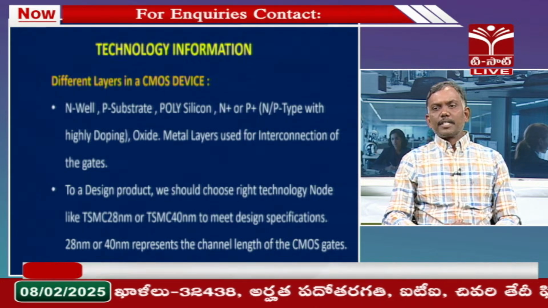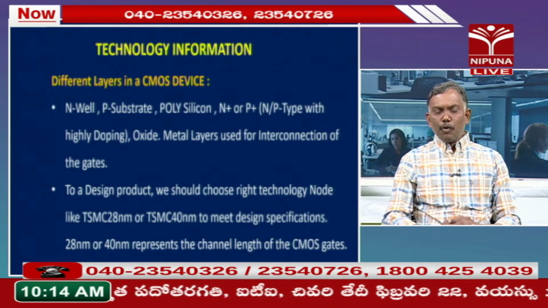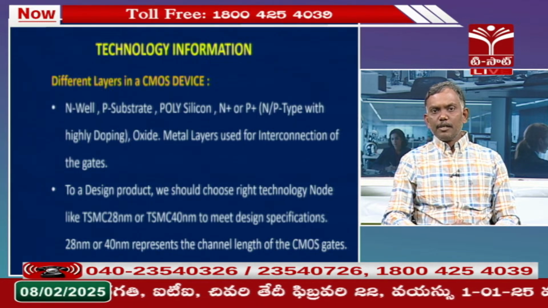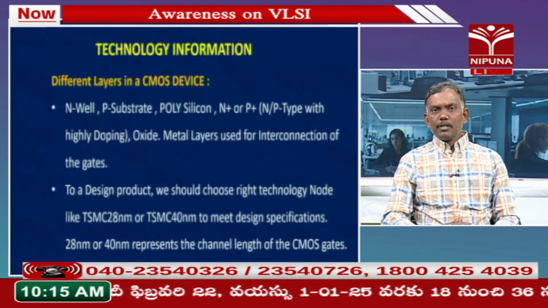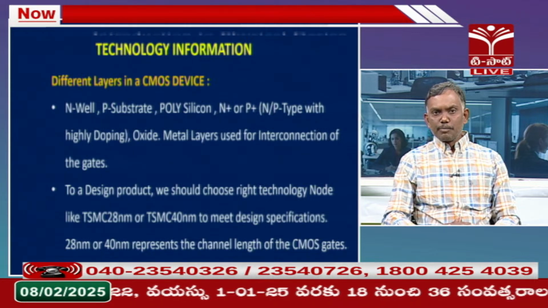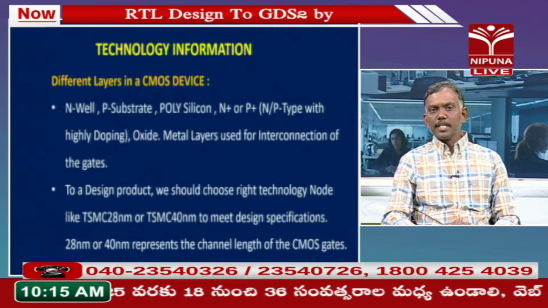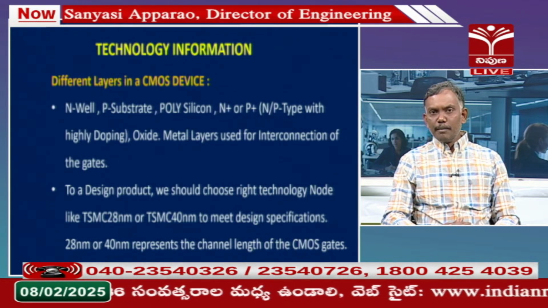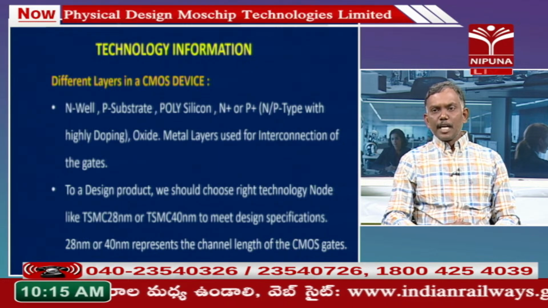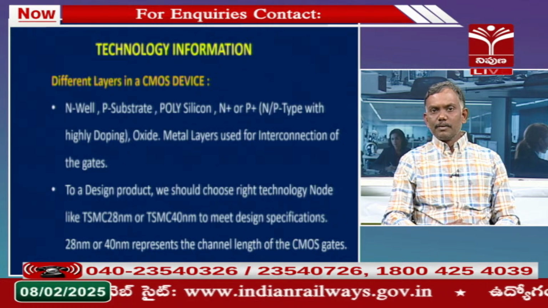To design a product, we should choose the right technology node. What technology node are we going to target to implement this product? For example, a smartphone: what is the technology node, like TSMC 28 nanometer or TSMC 40 nanometer? First we need to choose the technology node. TSMC is the fab name, and 28 nanometer, 40 nanometer indicates the node.